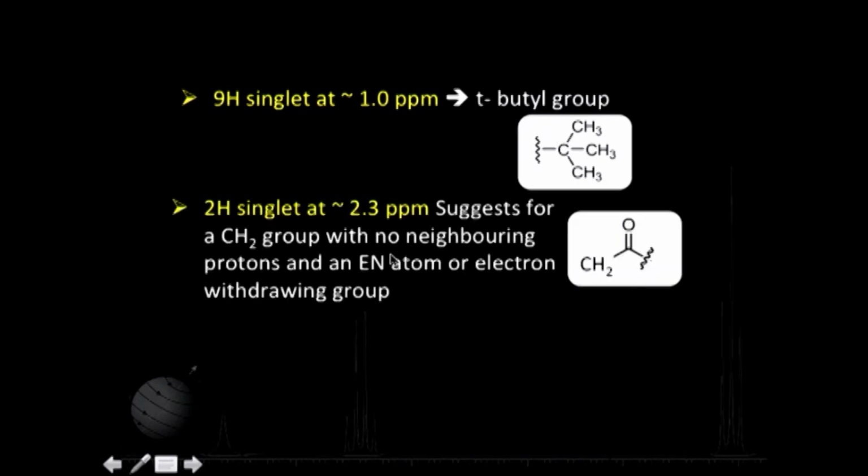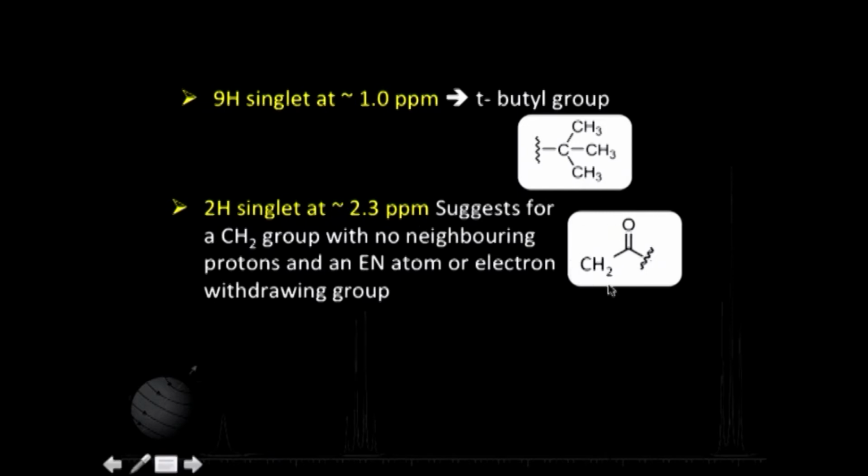The second signal, which is important for us, is a 2 proton singlet around 2.3 ppm. Now, there are 2-3 things to look at here. Firstly, 2 proton signal means it is a CH2. Second, there is a singlet, that means there is no neighbor. Thirdly, we have about 2.3 ppm, that means this methylene group, CH2 group, is attached to some kind of electronegative group or atom or an electron withdrawing group, and we suspect it to be a carbonyl group, something like this.